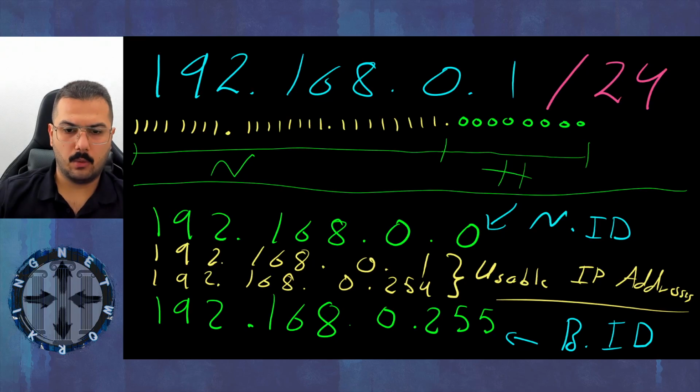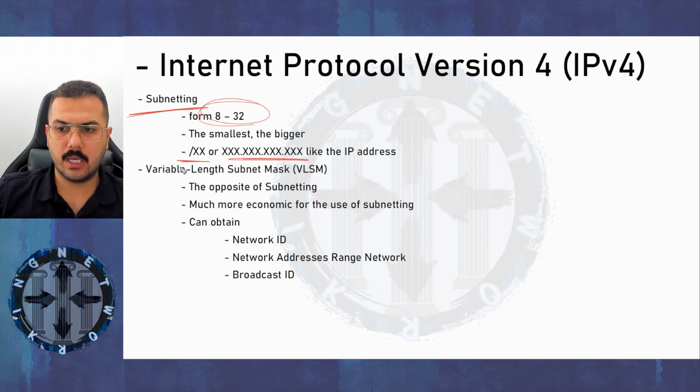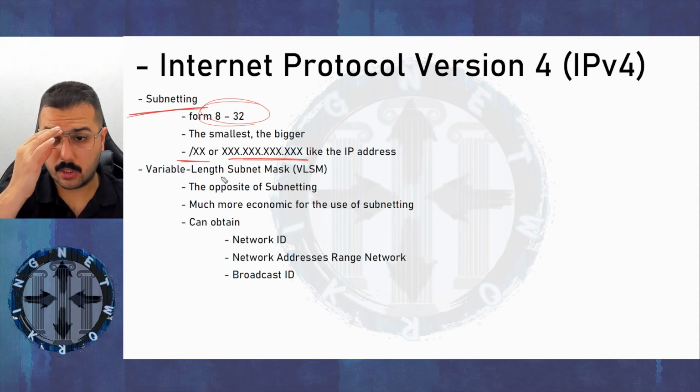So again, when we talk about the technology of IPv4, we understood there is a subnet mask. We understood the number can vary from 8 to 32. It can be written with a forward slash and the number of bits. It can be written in the decimal language. It can be written in the binary language, so many of them.